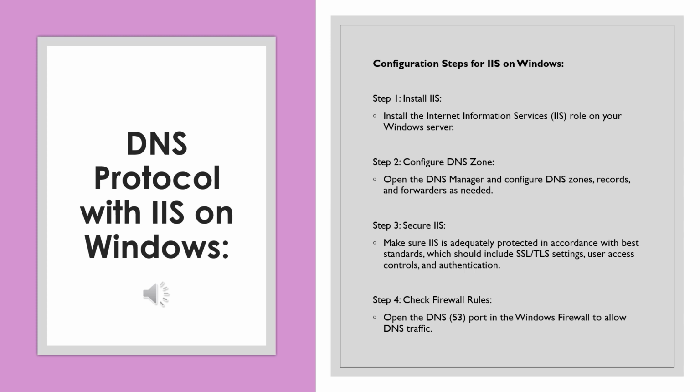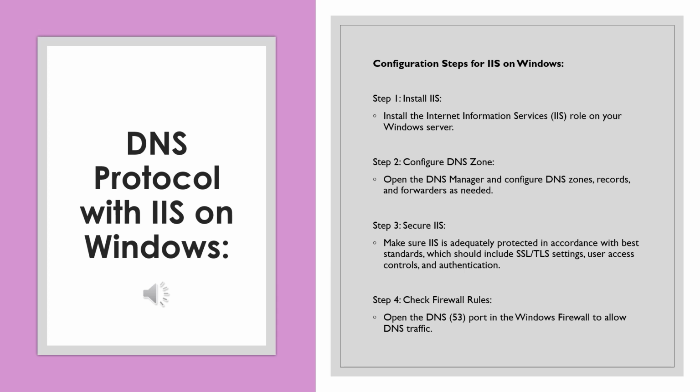Configuration steps for IIS on Windows. Step 1. Install IIS. Install the Internet Information Services role on your Windows server. Step 2. Configure the DNS zone. Open the DNS Manager and configure DNS zones, records, and forwarders as needed.